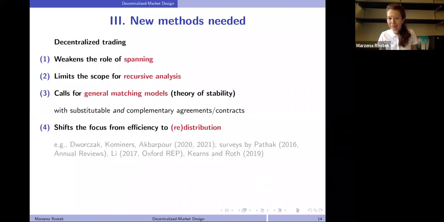So if we look at the theory of matching, starting with Gale and Shapley in the 60s, the theory accommodates well markets or games in which agreements, contracts, or exchanges among agents are substitutable. So roughly speaking, this means that signing a contract makes agents less likely to sign others.